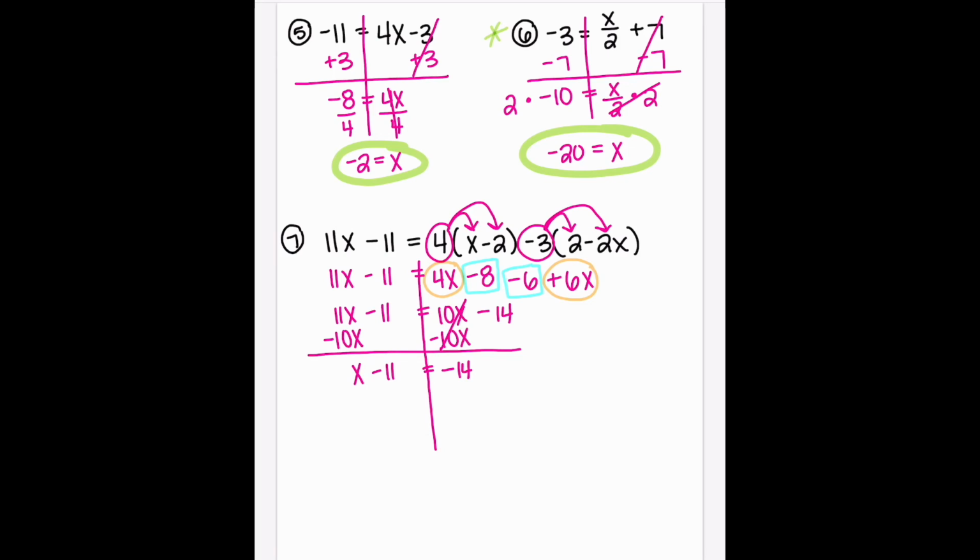Finally, we want to continue getting x by itself, so we need to move this negative 11 away by doing the inverse of minus 11, which is plus 11. So x equals negative 14 plus 11, which is negative 3.